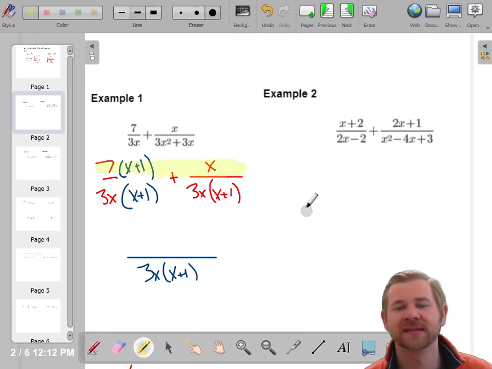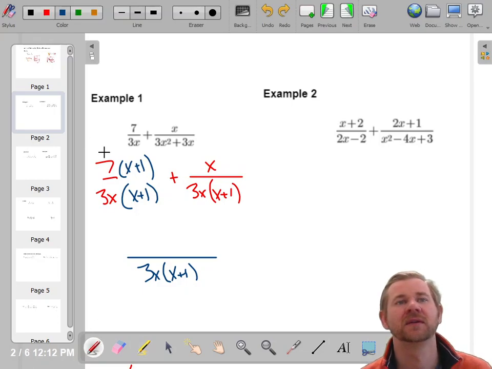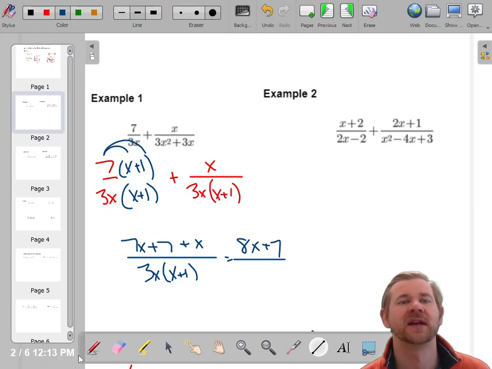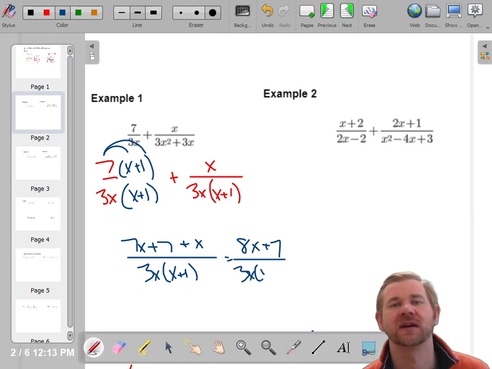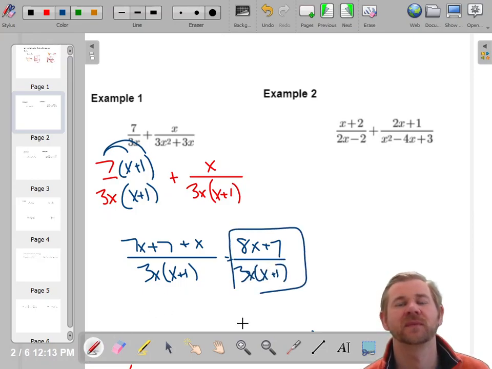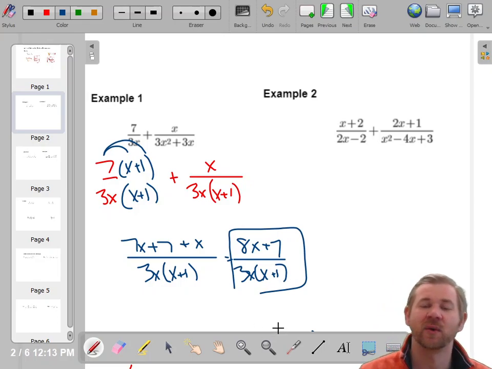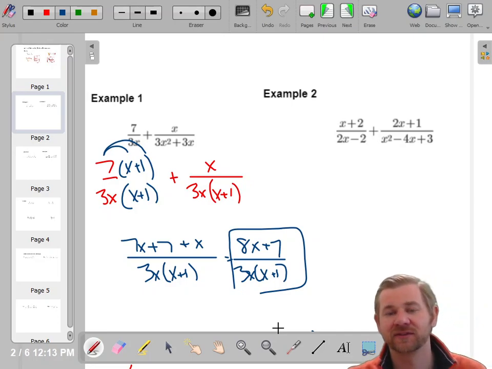Now the name of the game is simplify the top. 7x plus 7, and then I have plus x, which will simplify to 8x plus 7 over, the denominator doesn't change, 3x times x plus 1. So you have to factor the denominators to figure out what they're made up of, and that will help you decide what you need to add so that they are a common denominator.